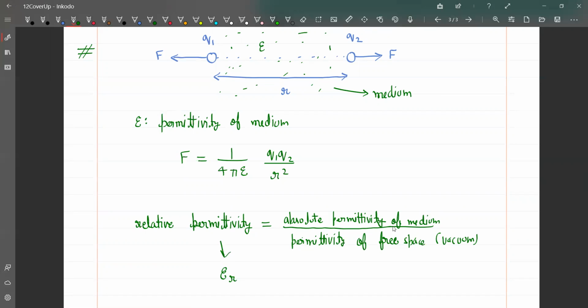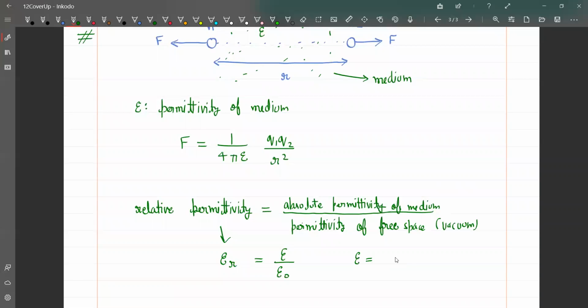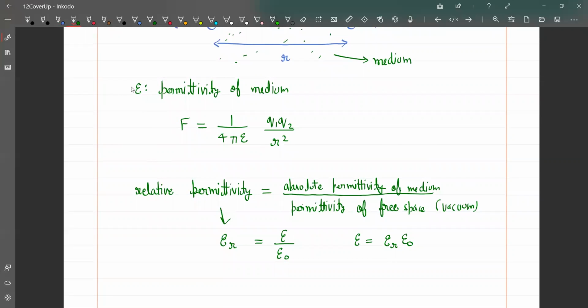So this quantity is written as epsilon r. This is the absolute permittivity of the medium, epsilon, and the permittivity of free space is epsilon naught. From here, we can write epsilon is equal to epsilon r into epsilon naught. And then we can modify this formula. F will be equal to 1 by 4 pi epsilon r into epsilon naught into Q1 Q2 by r squared.